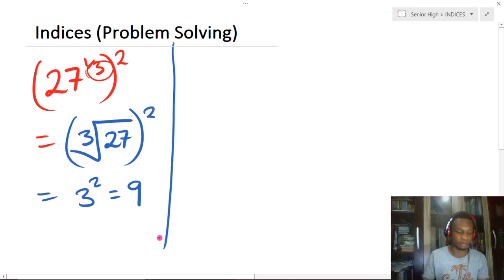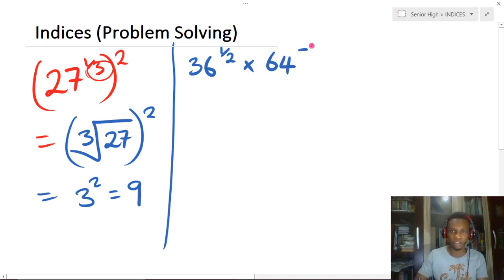Let's take another one. Now I have this question also in my book. It's saying 36 raised to the power of 1 over 2 multiplying 64 raised to the power of minus 1 over 2, and then multiplying 5 raised to the power of 0. Now let's solve this one quick. So let's call this one question 2. This is question 2, and this is question 1. So still on question 2.